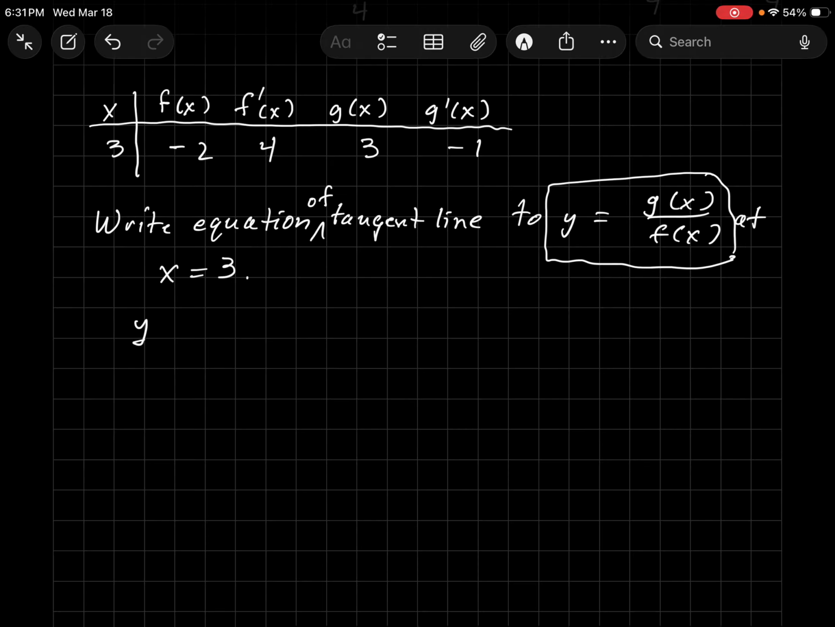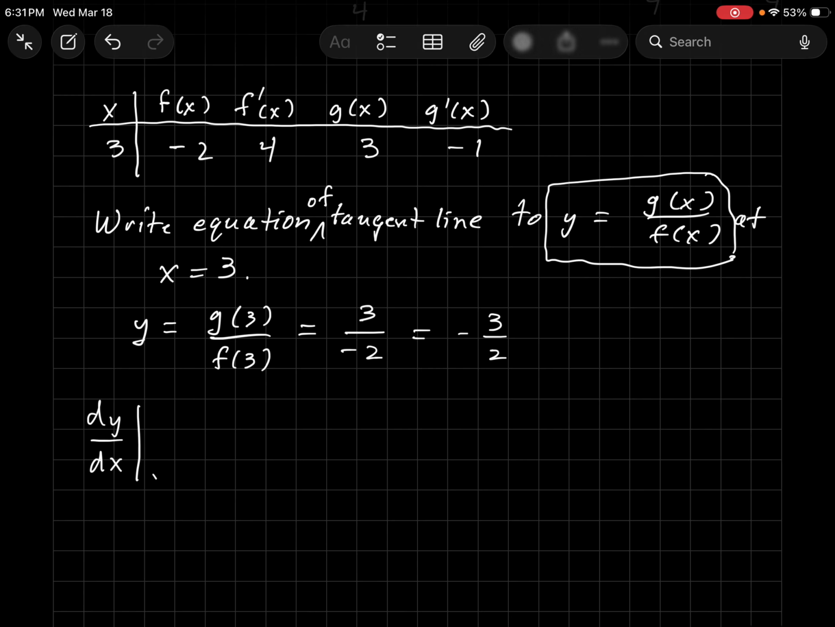Let's find the y value. Y is g over f, so it's g of 3 over f of 3. And we can find it just by looking in our table. We get 3 over negative 2, or negative 3/2. And now we need the derivative at x equals 3. I'll put it there now. Recall that that vertical line here means evaluate at x equals 3.